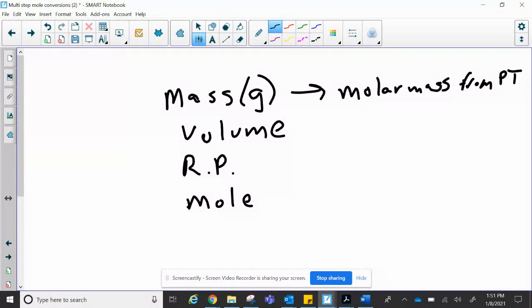Okay, volume is measured in liters. We know that we have 22.4 liters per mole. Okay, so molar mass is in grams per 1 mole. We know liters is in liters per 1 mole.